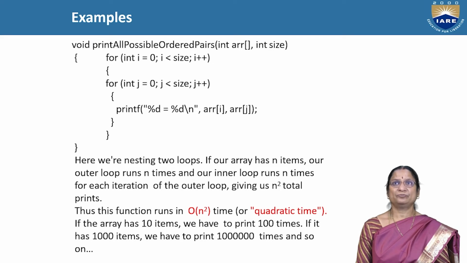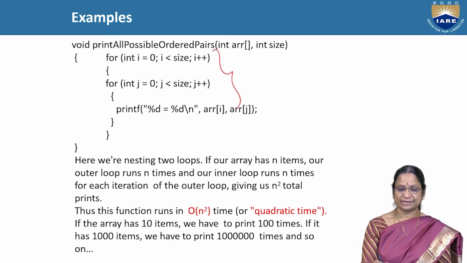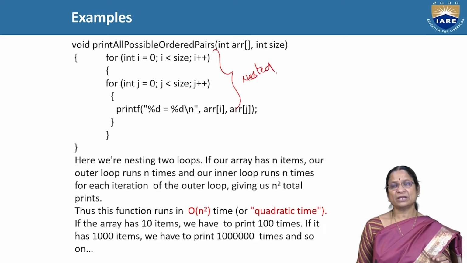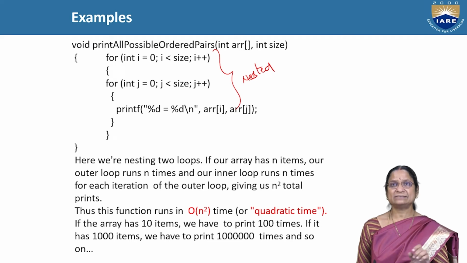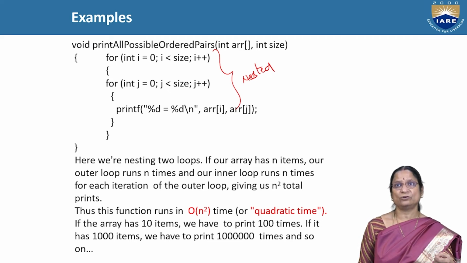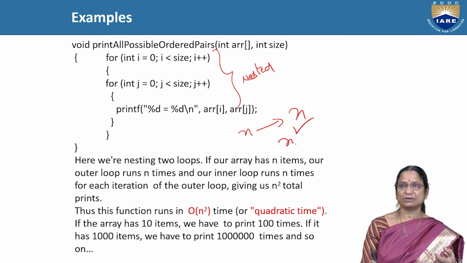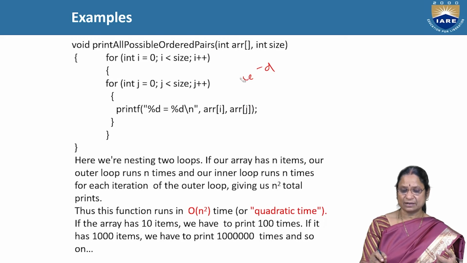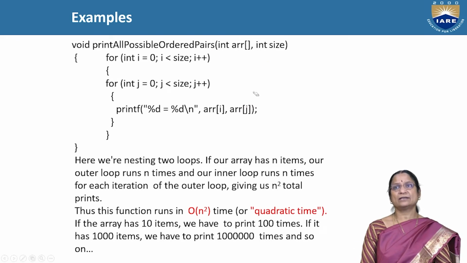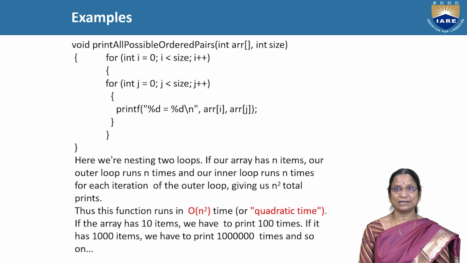Take another example: print all possible ordered pairs of an array. Ordered pairs of an array means we have to use nested loops. How many times are these going to be executed? Our print statement is within the nested loop. So it runs n times, and within each iteration of the outer loop, again n times. So in total it executes n square times. The time complexity of the respective algorithm is order of n square, that is quadratic time.